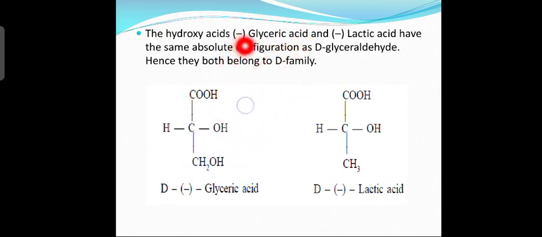Minus means it is levorotatory. Similarly, minus lactic acid is levorotatory lactic acid. They have the same absolute configuration. The configuration is somewhat the same; you can see here both contain the COOH group, and H and OH groups are present in both, whereas glyceric acid has a CH2OH group and lactic acid has a CH3 group. Only this is different. So the hydroxy acids minus glyceric acid and minus lactic acid have the same absolute configuration.